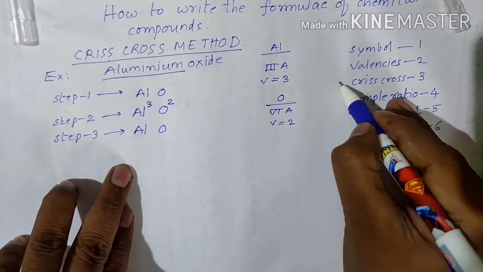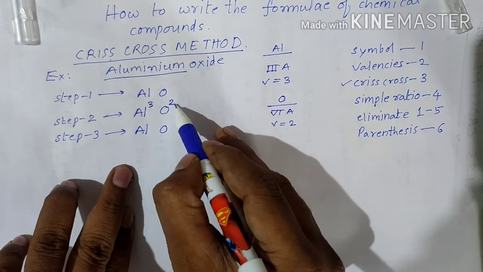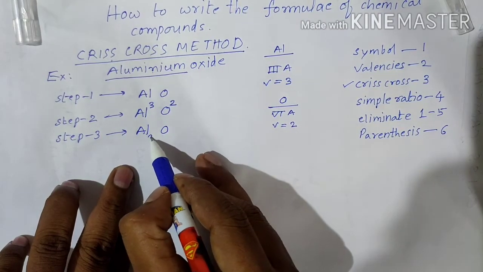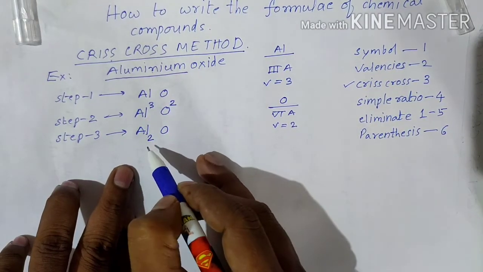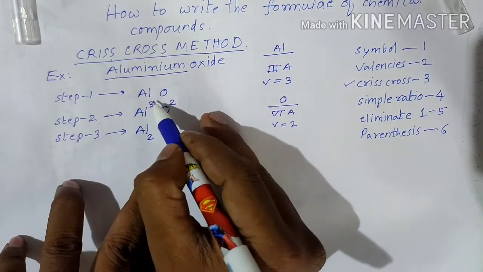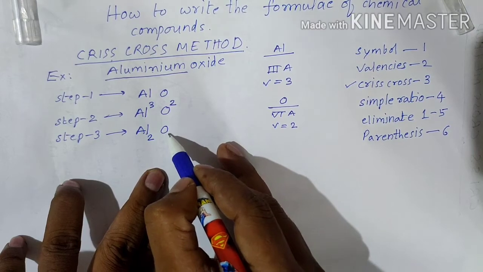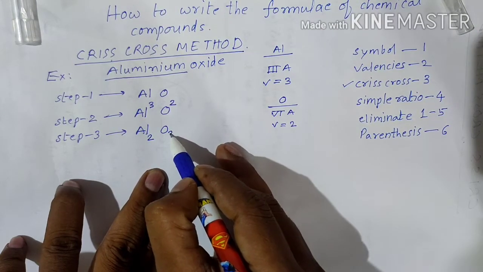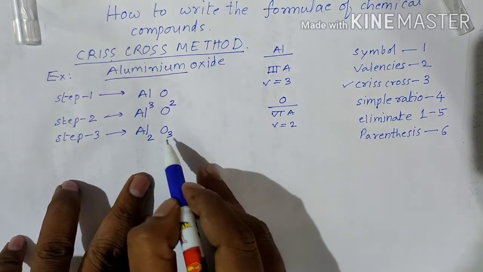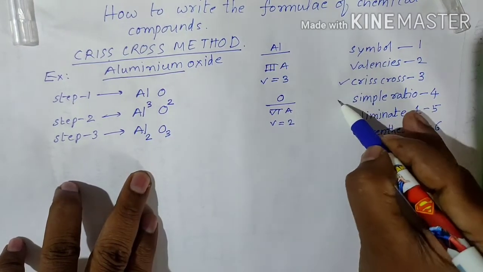So now let us do crisscross. What is the valency of oxygen? 2. So the valency of oxygen is written at the subscript of aluminum. So write 2 at the subscript of aluminum. Now aluminum became Al2. Now write the valency of aluminum at the subscript of oxygen. So write 3 here. Now oxygen became O3. So now Al2O3.